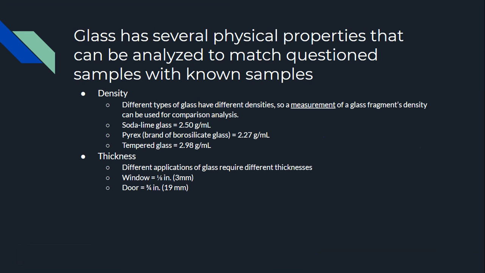Also, the thickness of the glass can tell you its origin because different applications of glass require different thicknesses. For example, window glass is about 1/8 of an inch thick, which is 3 millimeters, and door glass is 3/4 of an inch thick, so 19 millimeters. So if you measure the thickness of the glass, it can give you an idea of where it came from.